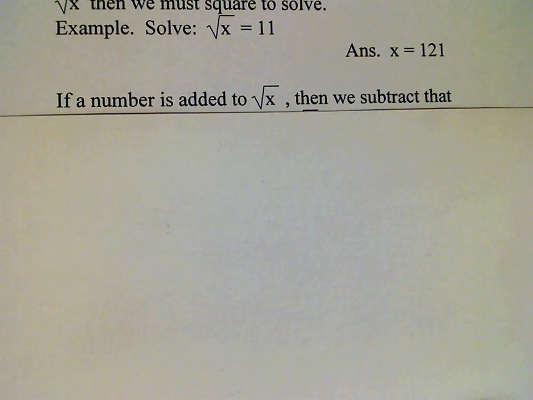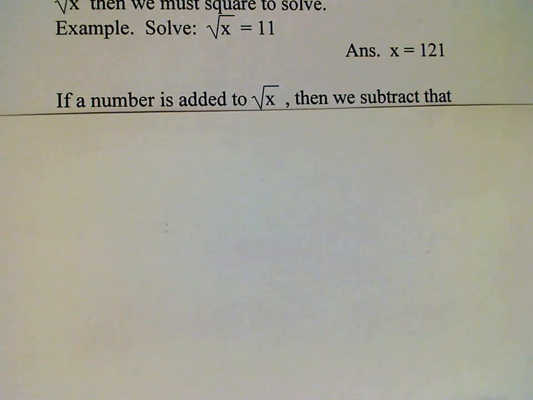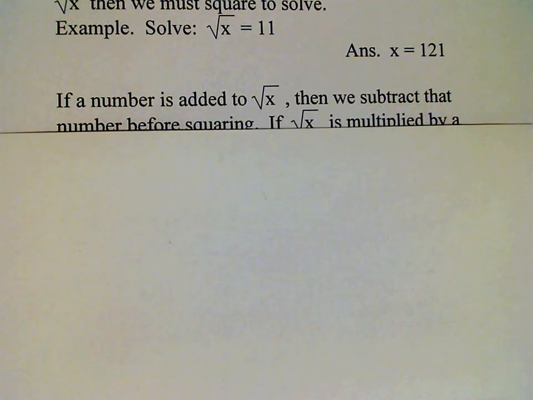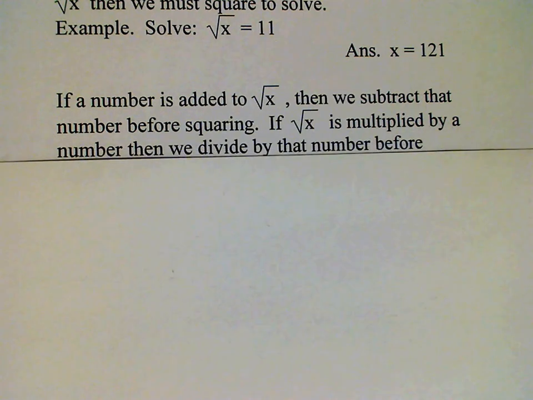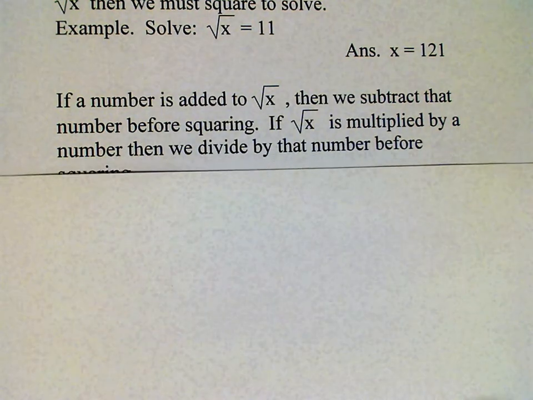Furthermore, if a number is added to radical x, then we will need to subtract that number before squaring. If radical x is multiplied by a number, then we will need to divide by that number before squaring.